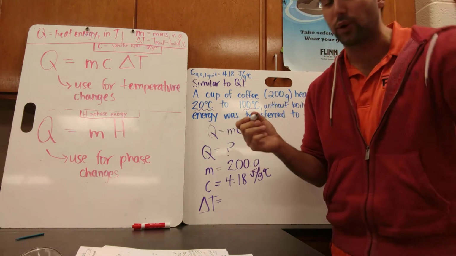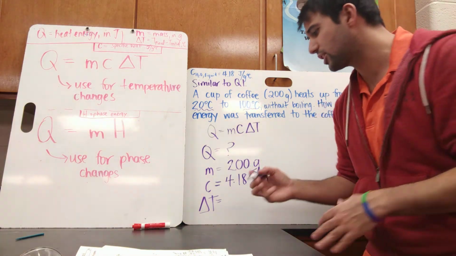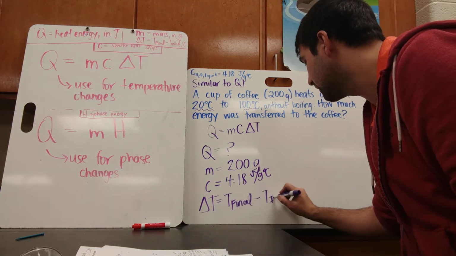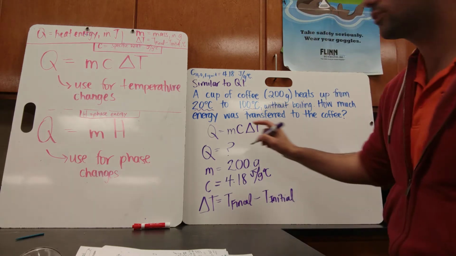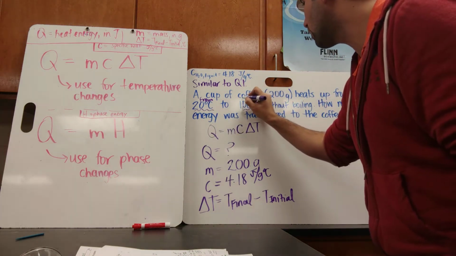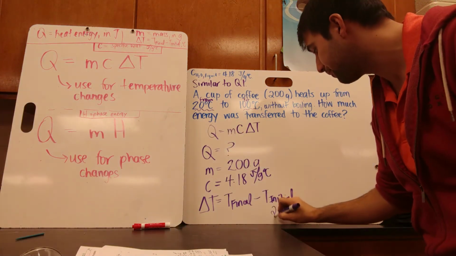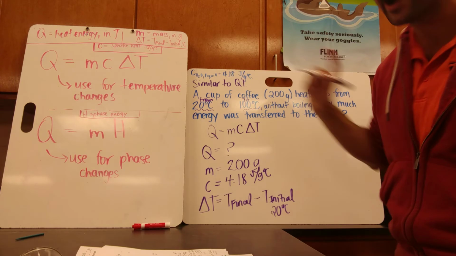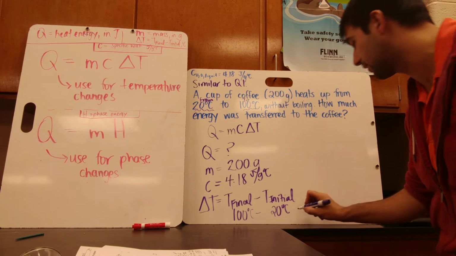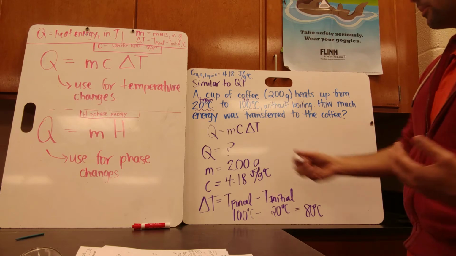If you could do this in your head at quick inspection, going from 20 to 100 is a change in temperature by 80 degrees. But just in case, delta T is T final minus T initial. And it looks like it's going from 20 degrees Celsius to 100 degrees Celsius. So from 20, that's my initial temperature. And my final temperature is 100. So 100 degrees Celsius minus 20 degrees Celsius, that's equal to 80 degrees Celsius. That's my delta T.